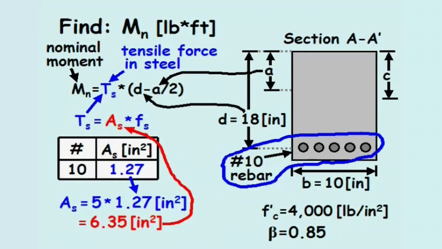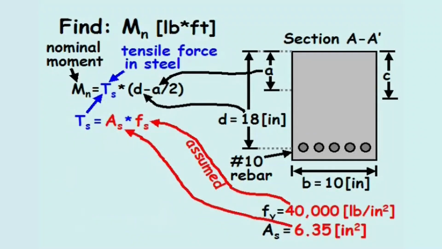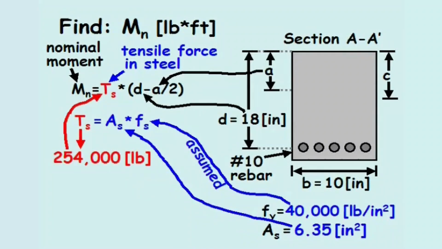So far in the problem, we do not know the tensile stress in the steel at failure. We'll assume that when the concrete is failing in compression, the steel is yielding in tension, and the stress equals the yield stress of 40,000 pounds per square inch. Therefore, the assumed tensile force in the steel equals 254,000 pounds.